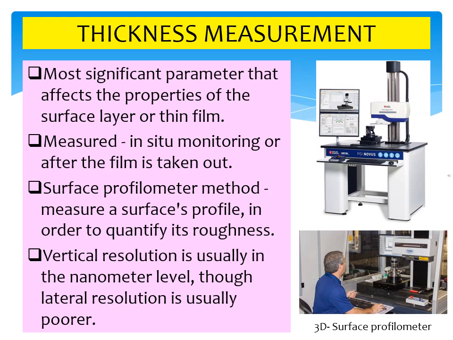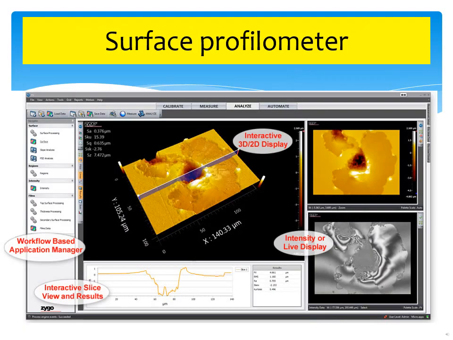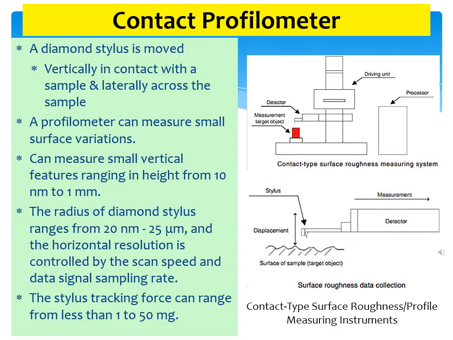Vertical resolution is usually in the nanometer level, though lateral resolution is usually poorer. This is an example of surface profilometer software, which provides interactive 3D maps, quantitative topography information, intuitive measurement navigation, and built-in statistics, control charting, and pass or fail limits. There are two types of profilometer: contact profilometer and non-contact profilometer.